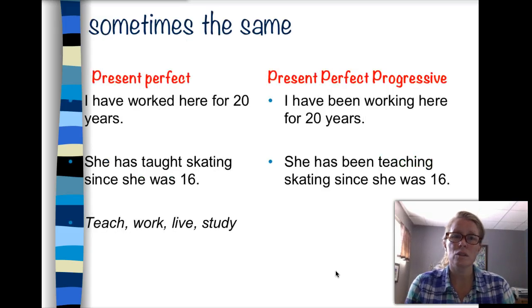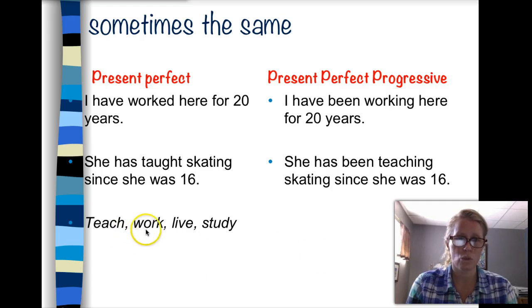Sometimes they're the same thing, so the present perfect and present perfect progressive, in particular with these four verbs, teach, work, live, and study, I can use them almost interchangeably. I've worked here for 20 years. I've been working here for 20 years. She's taught skating since she was 16. She has been teaching skating since she was 16.